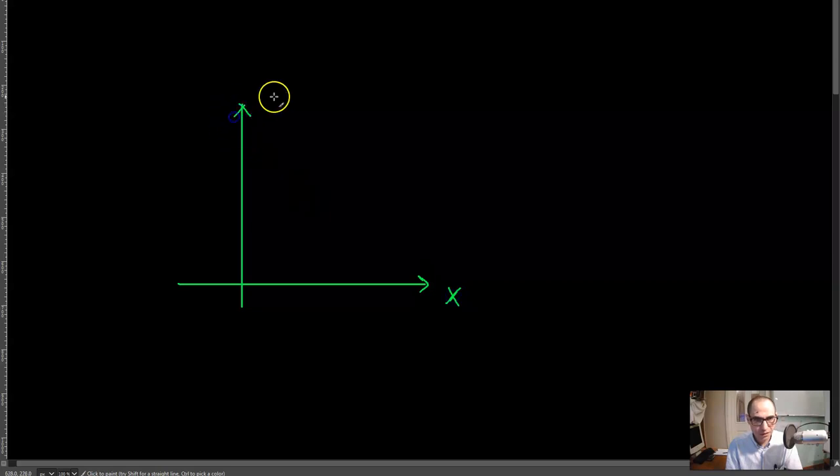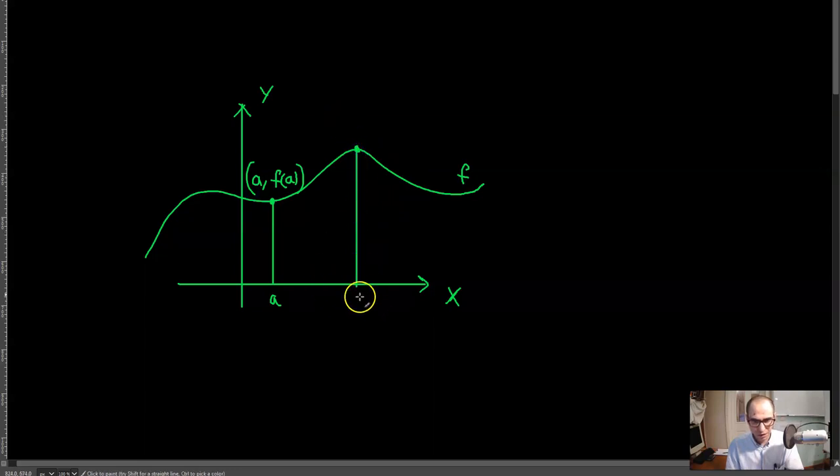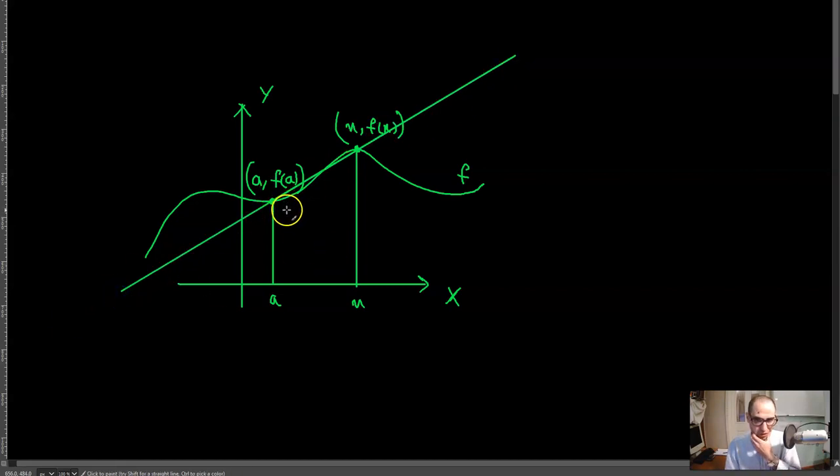This is the x-axis and this is the y-axis, and we have, for example, some function like this. Then you have some point A over here, and let's call this F. The coordinates of this point would be A comma F of A, and there is also this point over here, let's call it X, and this point would be X comma F of X. You can draw a line between these two points, right?